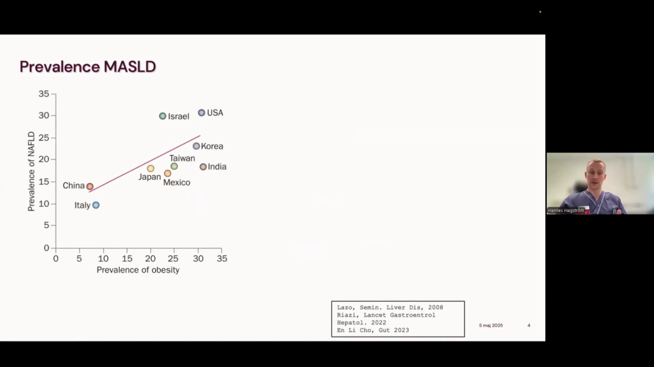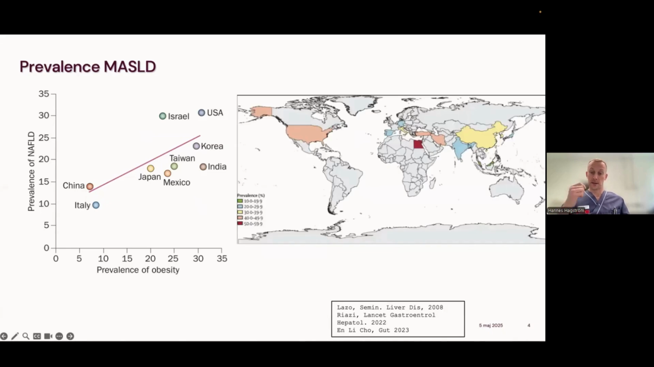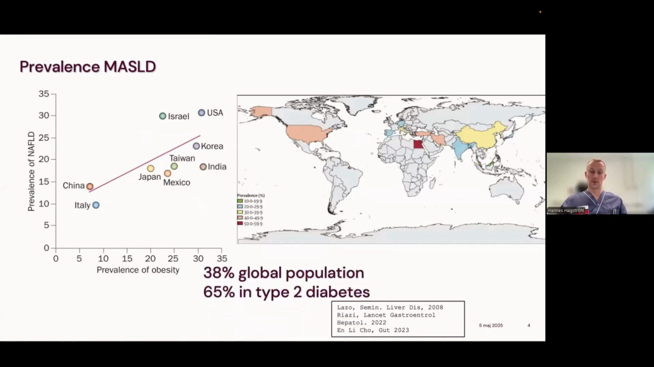If you look at the prevalence of obesity, it's roughly linear to the prevalence of SLD. This older study shows this quite nicely: if your prevalence of obesity is around 20%, like it is in Sweden, then the prevalence of SLD should be around 20% as well. And the latest meta-analysis, as you probably know, estimates the prevalence of SLD to be 38% in the general population, and of course even higher in patients with risk factors.